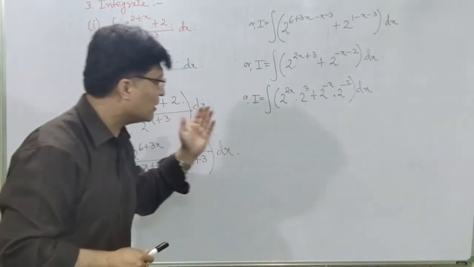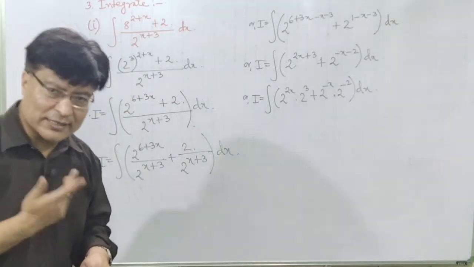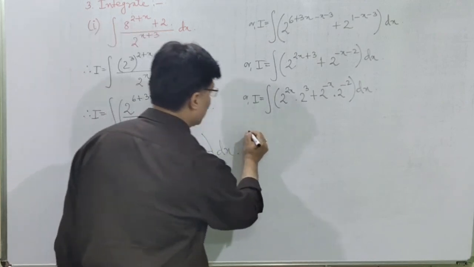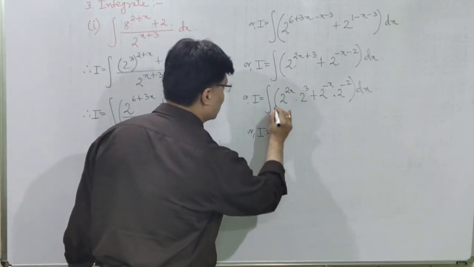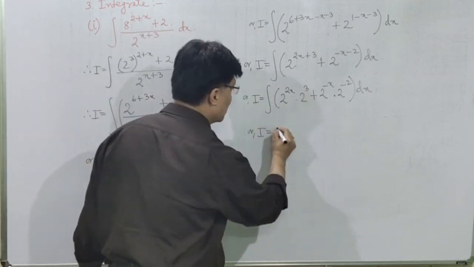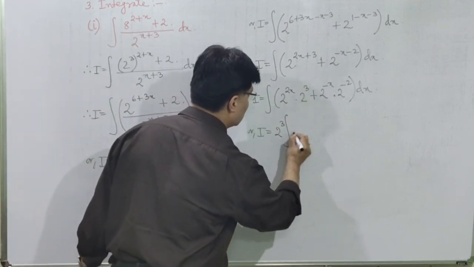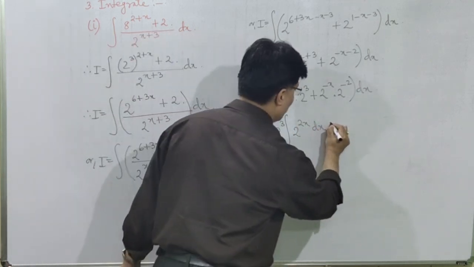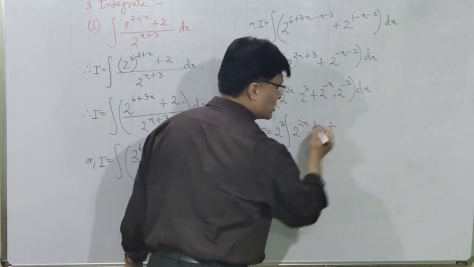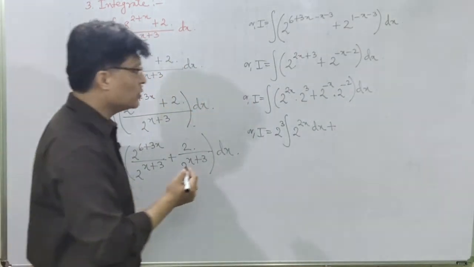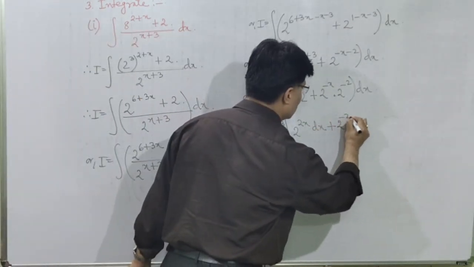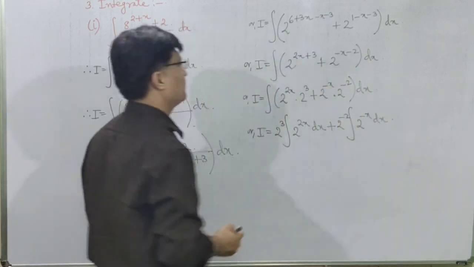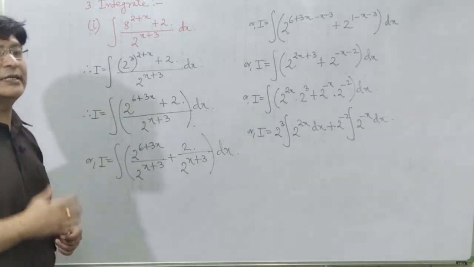Now let us separate it once again. We can also separate the integral sign and dx. So I is equal to, you can write the constant term before the integral sign: 2 cube is constant, integration of 2 to the power 2x dx, plus next, the constant here is 2 to the power minus 2, isn't it? So 2 to the power minus 2 is constant, integration of 2 to the power minus x dx. Now you can easily integrate them.